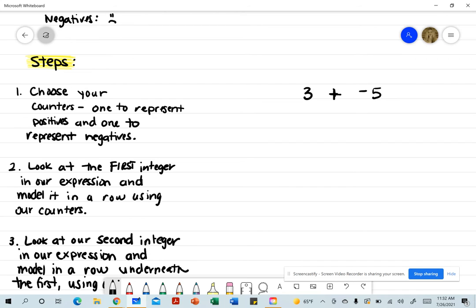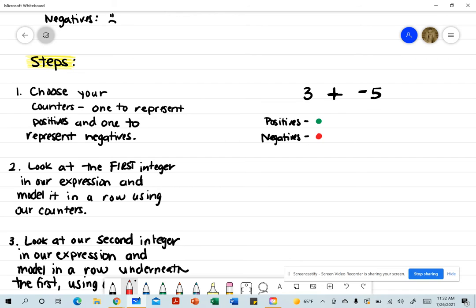All right. So my first expression is 3 plus negative 5. So what I'm going to do is I'm first going to choose my counters. For positives, so this is step 1, I'm going to do green because I can, and I like colors. I think it makes it pop. And for my negatives, I'm going to choose red.